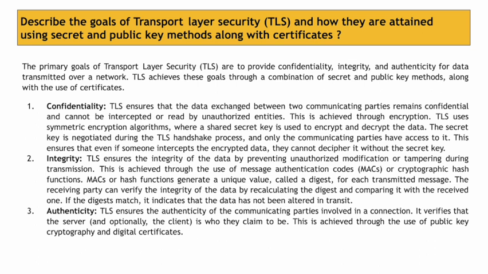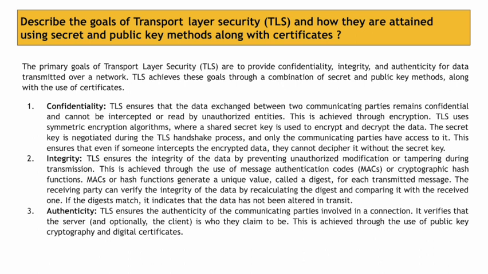And the next is integrity. What is integrity in Transport Layer Security? TLS ensures the integrity of the data by preventing unauthorized modification or tampering during transmission. This is achieved through the use of message authentication codes (MAC) or cryptographic hash functions. MAC or hash functions generate a unique value called a digest for each transmitted message. The receiving party can verify the integrity of the data by calculating the digest and comparing it with the received one. If the digests match, it indicates that the data has not been altered in transit.